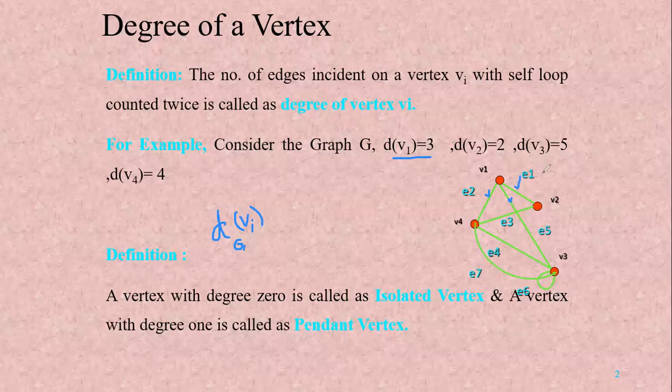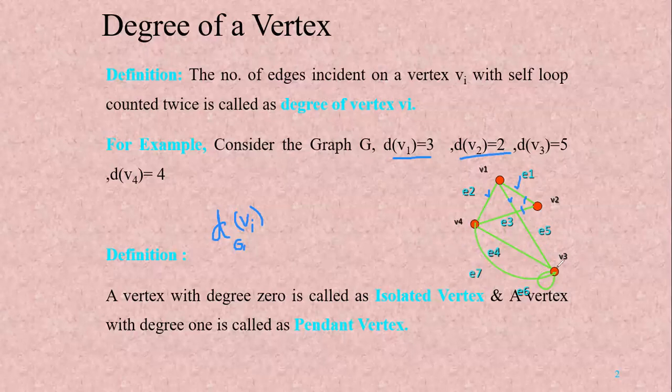Next we move to vertex 2. How many edges are incident with vertex 2? Here 1, that is E1, and 2, that is E3. So totally 2 edges are incident to the vertex V2. Therefore, the degree of V2 is 2. Similarly, we can find the degree of V3 and V4.